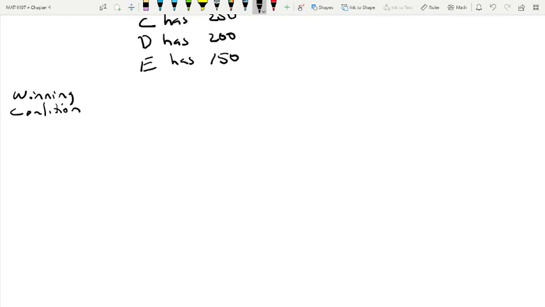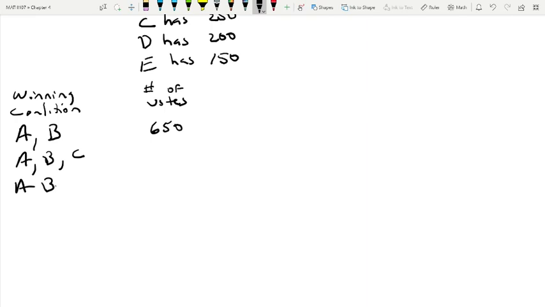And then we want to know the number of votes they would have, right? So a winning coalition, for example, would be A and B. A and B together would be 650, which would be enough to win, right? So we go through and we list all of the possible combinations that would beat that number.